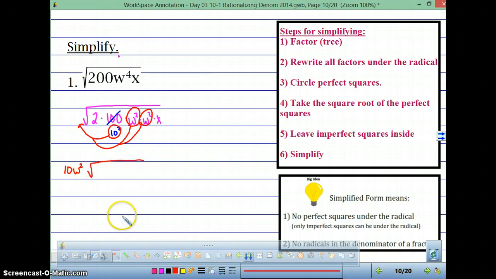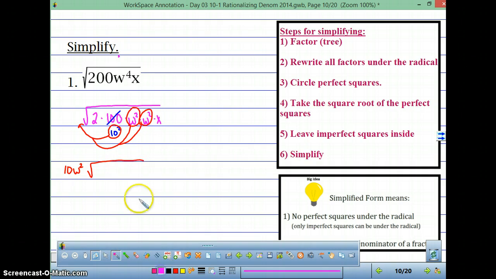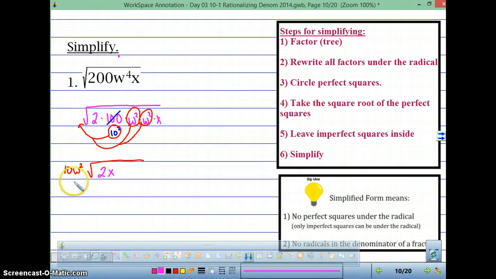Now what's left inside? Let's go back to the pink. What's left inside is just 2 and x. We took the perfect squares and took their square root out. The imperfect squares we can't change. Okay, I have a question for you. Did we have to do this blue step? Did we have to change 100 into 10 squared? Not really. If you know that 100 is a perfect square, you could just circle the 100 and take the square root of 100 out.